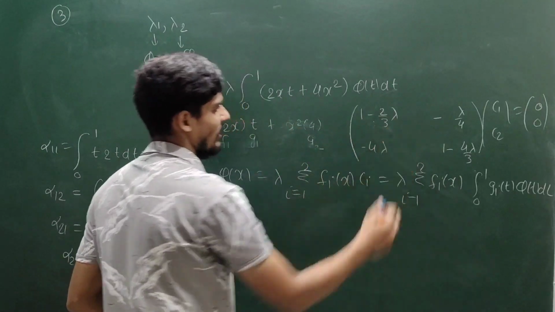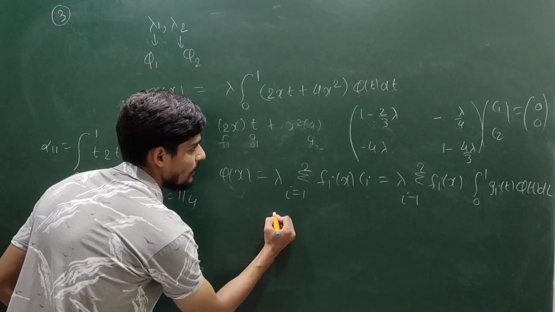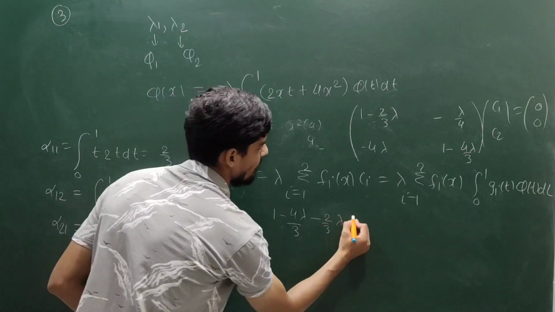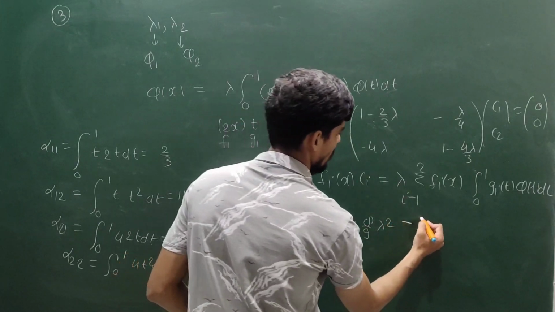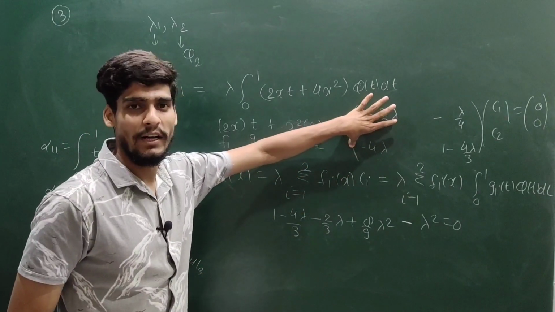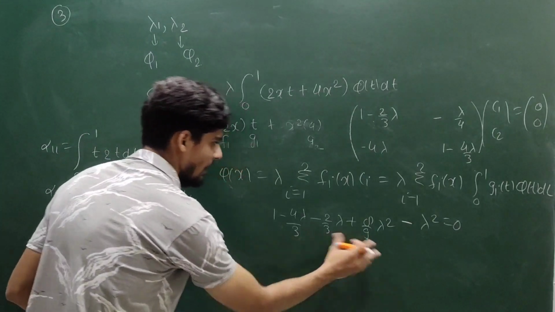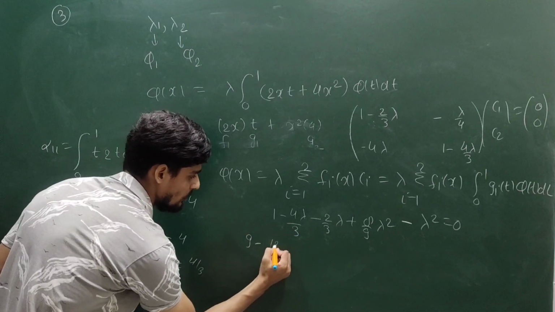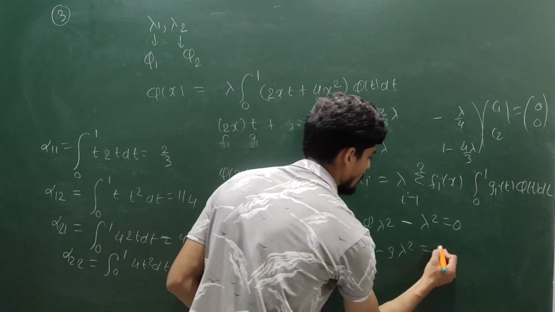So I will see what are the values of lambda for which the determinant is 0. So I will have (1 minus 4 lambda by 3) times (1 minus 2 by 3 lambda) plus k 8 by 9 lambda square minus lambda square is equal to 0. I have taken the determinant of this matrix as 0, so I will find the values of lambda. Clearly you can observe, if you take the LCM, you will have 9 minus 12 lambda minus 6 lambda plus k 8 lambda square minus 9 lambda square is equal to 0.